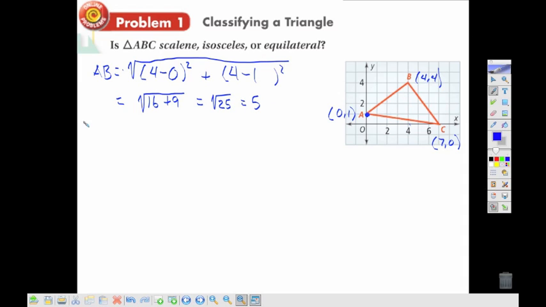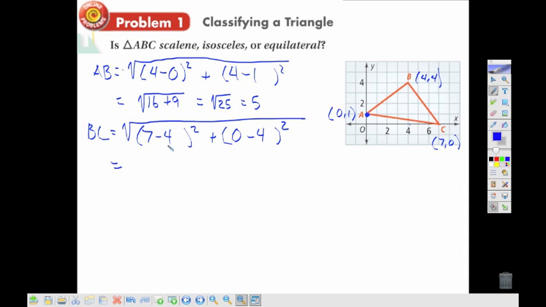Next we'll look at BC. Again, using the distance formula, we'll take 7 minus 4 for the x's and 0 minus 4 for the y's. It's going to give me 3 squared again, which is 9, and negative 4 squared, which would be positive 16. And again, we're getting the square root of 25, which is 5. So we got two lengths of 5 here. So we're at least isosceles.